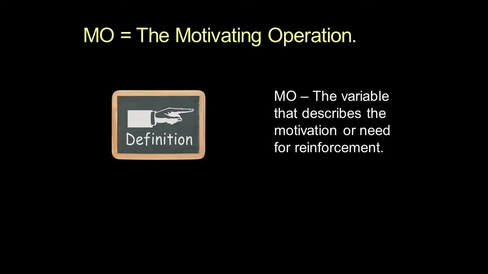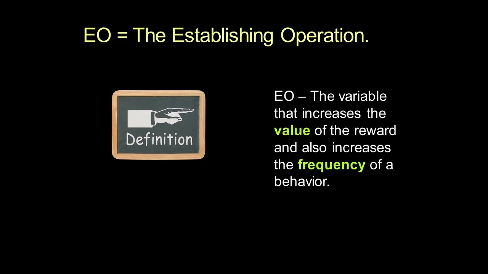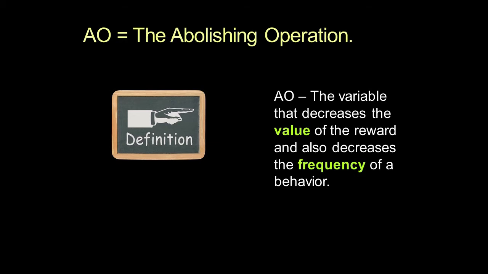The MO. This is the motivating operation. It's the variable that describes the motivation or need for reinforcement. The first type of MO is the EO, or establishing operation. It is the variable that increases the value of the reward and increases the frequency of the behavior. It is manipulated by periods of deprivation and satiation. For example, if you are hungry, then you have a high EO for foods that are rewarding.